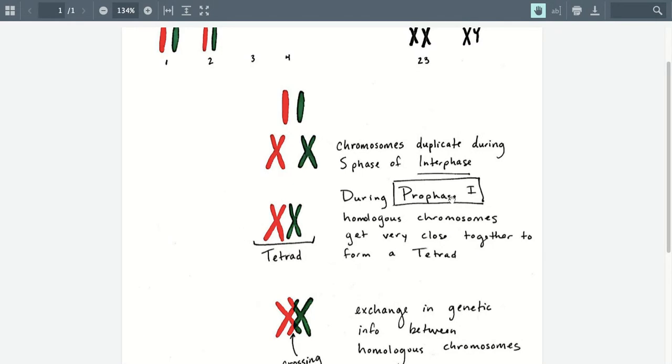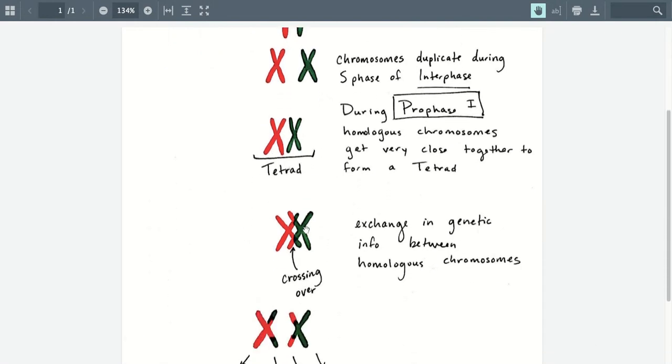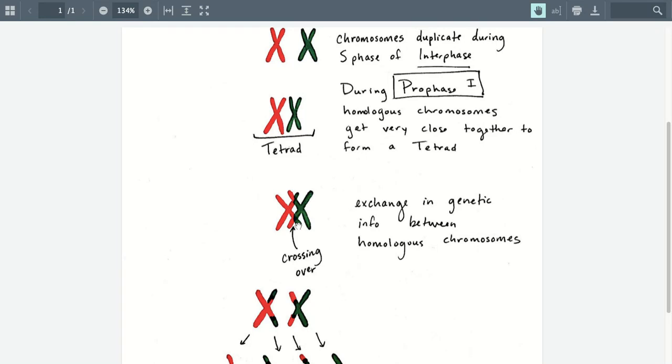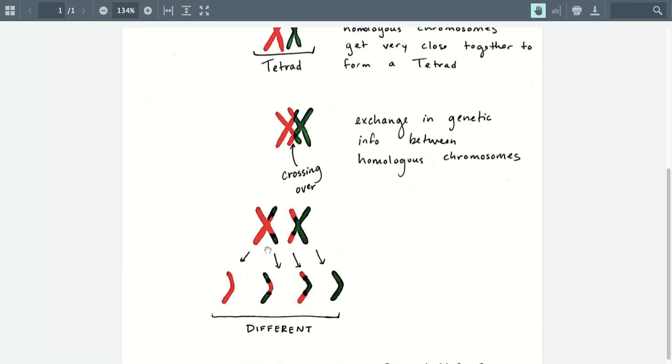During prophase 1, a tetrad forms with these homologous chromosomes. They get so close together that crossing over occurs. And crossing over is an exchange in DNA between these homologous chromosomes, and that leads to the resulting cells being genetically different. So again, 4 cells result from meiosis, and they are genetically different cells.